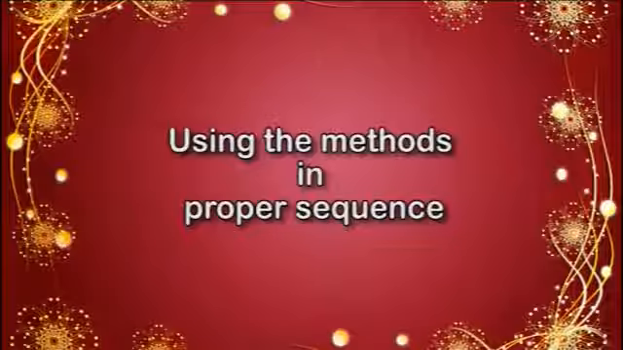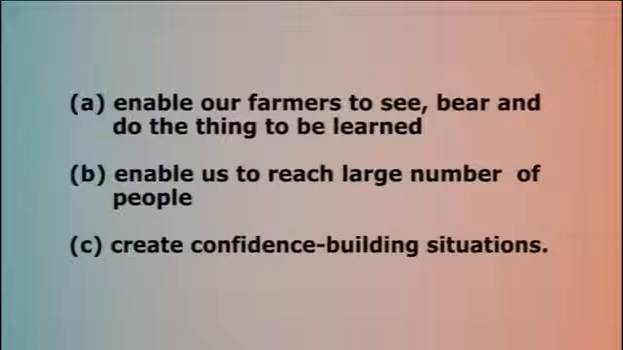Using the methods in proper sequence. To answer our teaching needs, our extension plans of work must include methods that, number A, enable our farmers to see, hear and do the things to be learned. Number B, enable us to reach large number of people. And number C, create confidence building situations. Our completed plans should provide not only for doing each of these three things, but must be so organized that the completed plan as a unit does all three of these things.